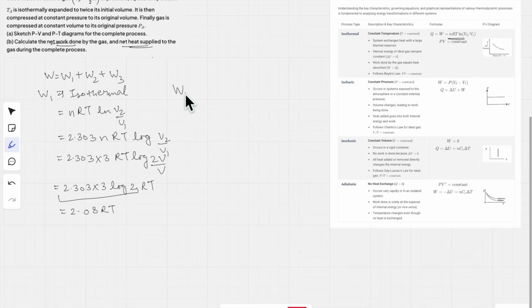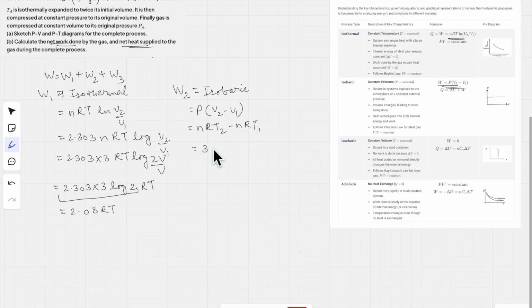Now we can calculate W2, which is my work done in the second process, which is at constant pressure. So it is isobaric. Okay, and for an isobaric process, work done is P times V2 minus V1. So I can write P(V2 minus V1). Now I can replace it with nRT from the ideal gas equation, so it would be nRT2 minus nRT1.